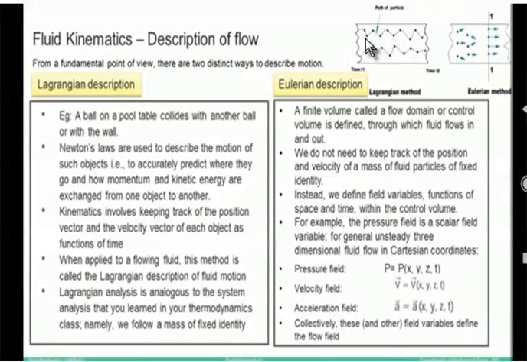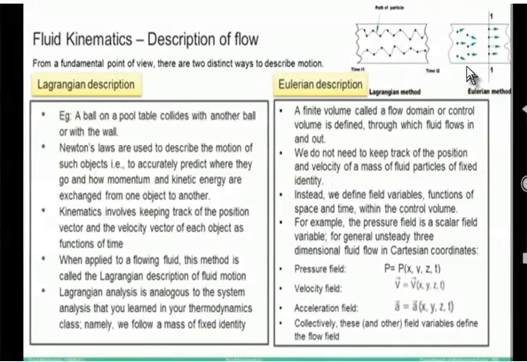But in the Lagrangian case, there is no such fixed volume or control volume. So we keep on tracking the position of the particles of fluid. But here, at a particular identified section, the fluid will enter and exit from that section. That is what is meant by a finite volume called the flow domain or control volume through which the fluid flows in and out. At this domain, the fluid enters and exits that section, but in the Lagrangian method it does not happen like that. We do not need to keep track of the position and velocity of the mass of fluid particles of a fixed identity.